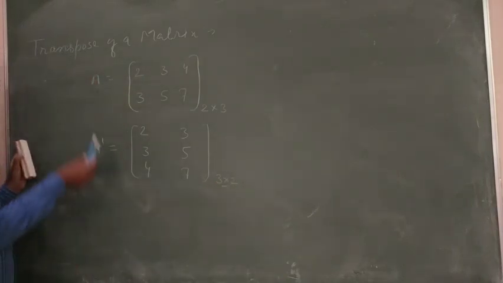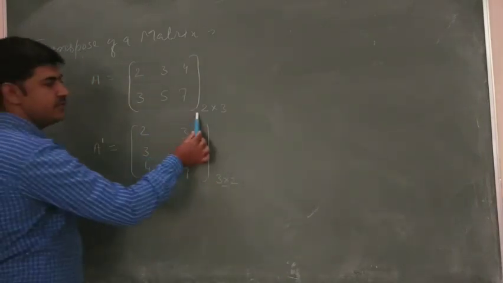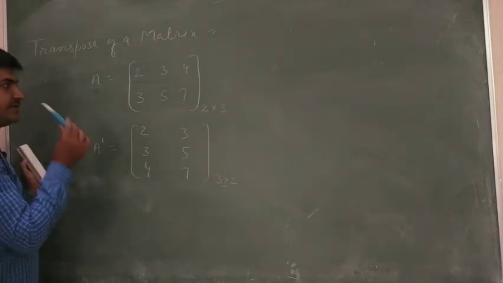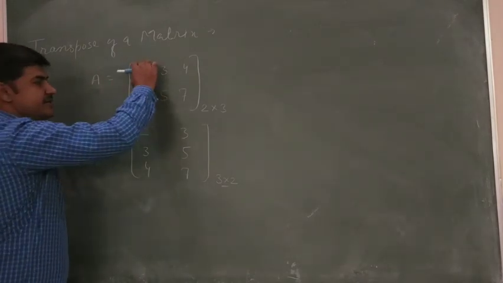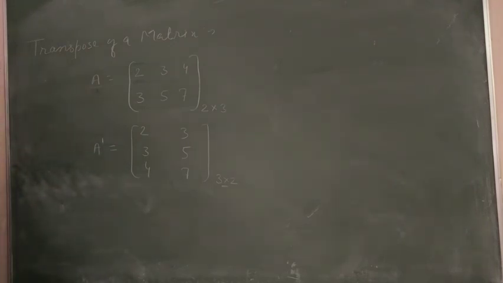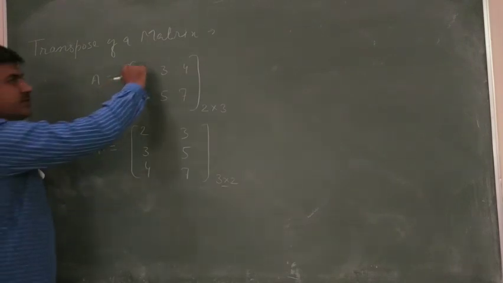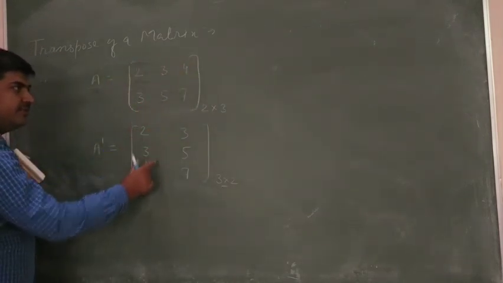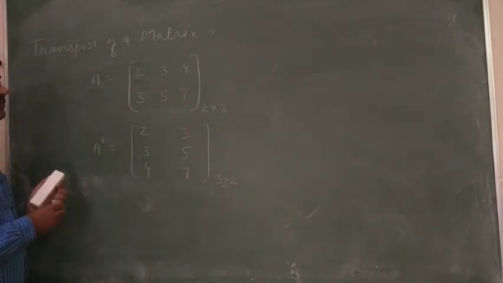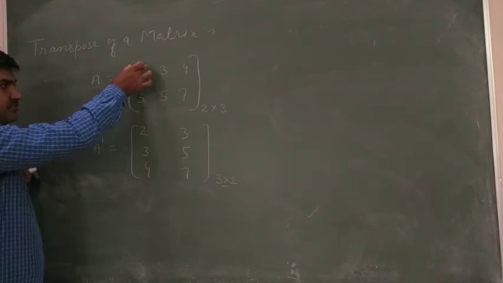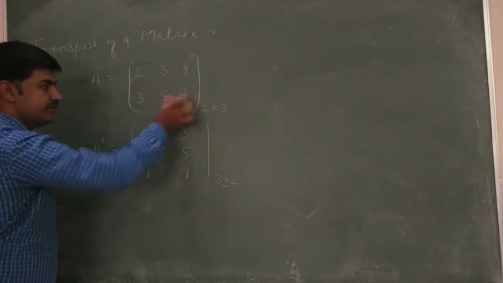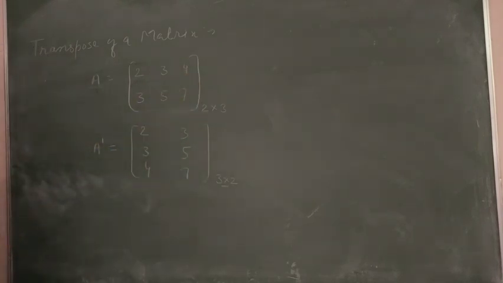So you can see A was a matrix of order 2 by 3, and now the transpose of A is a matrix of order 3 by 2. And the second thing, we have interchanged the rows and columns of A and obtained the transpose of matrix A. Everybody might have understood. See, the first row of A has become the first column of A dash, and the second row of A has become the second column of A dash. Or in a different way, the first column of A has become the first row, the second column has become the second row, and the third column has become the third row in A dash.